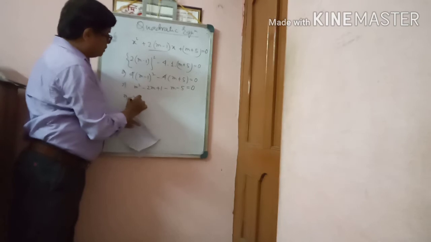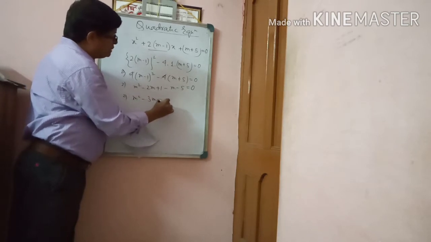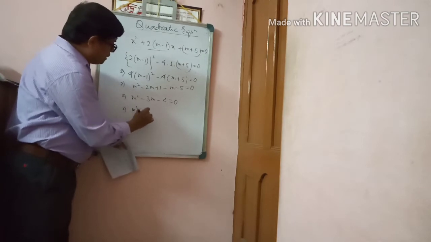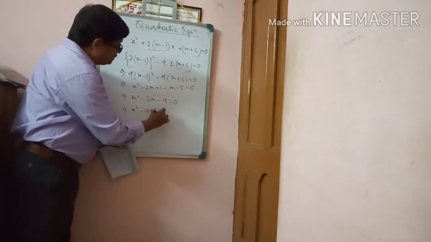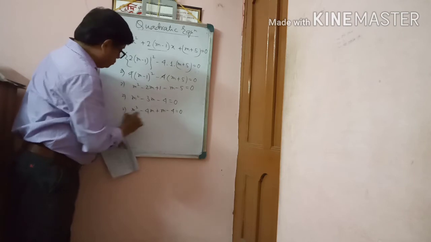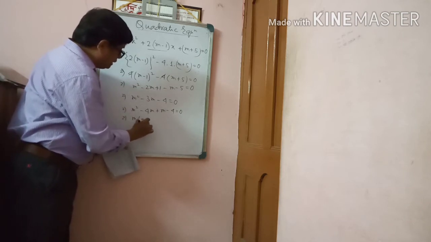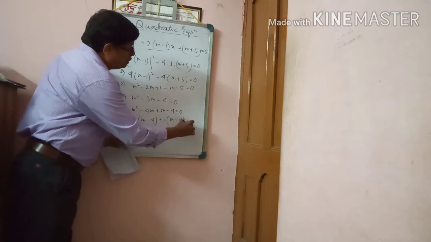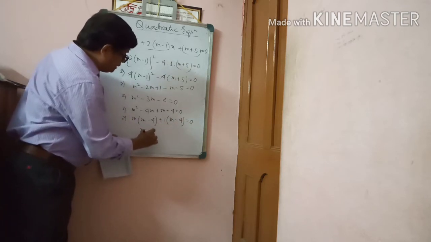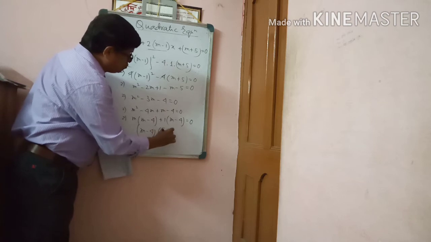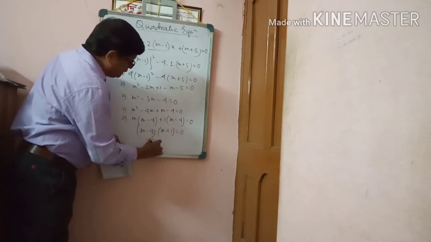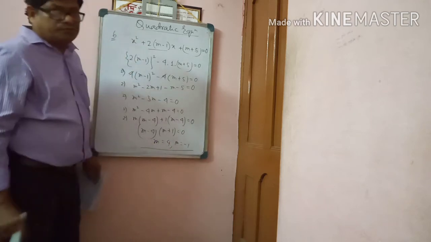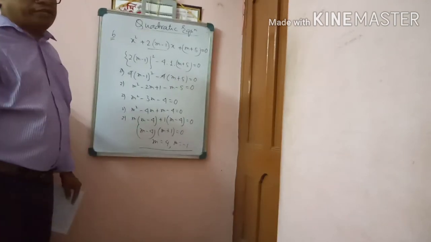So write m square minus 3m minus 4 equal to 0. So factorize into m square minus 4m plus m minus 4 equal to 0. So take m common, m minus 4 plus 1 common, m minus 4 equal to 0. So m minus 4, m plus 1 equal to 0. That is m equal to 4, m equal to minus 1. Keep in mind, m equal to 4, m equal to minus 1. Okay?